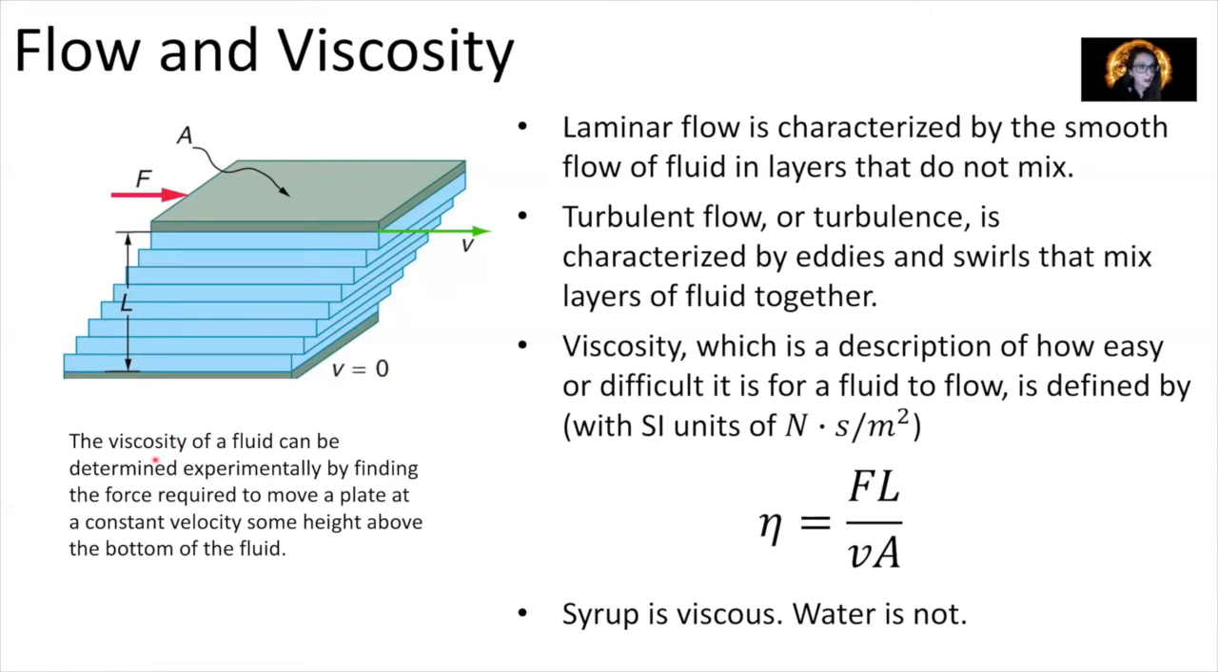Okay, so the viscosity of a fluid can be determined experimentally by finding the force required to move a plate at a constant velocity some height above the bottom of the fluid. The viscosity always has to be determined experimentally. It's a property of that fluid. For example, syrup is viscous, water is not. Honey is viscous, water is not. Tar is viscous, water is not.